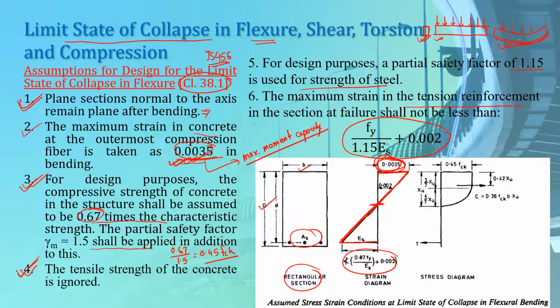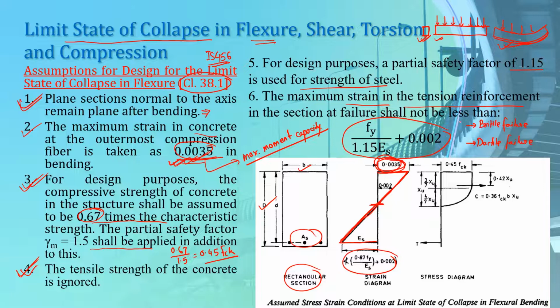So why this value here? Let's see that. Why do we need a value of maximum strain in the tension reinforcement in the section at failure? See, we have two kinds of failure. One is brittle failure. We will discuss more about this in our next chapter also. Another is ductile failure.